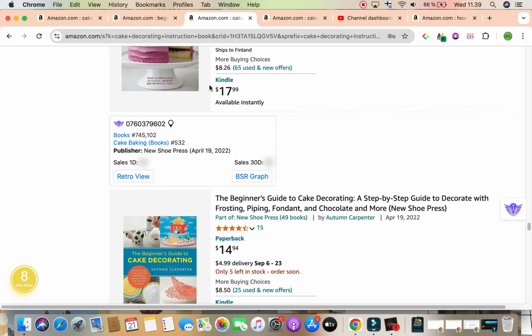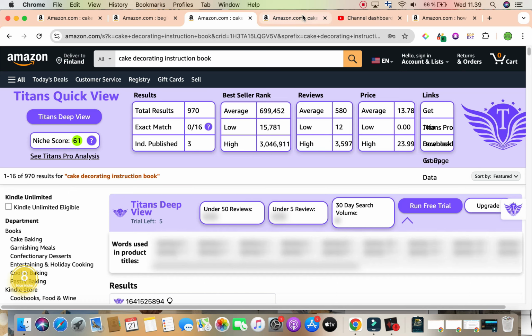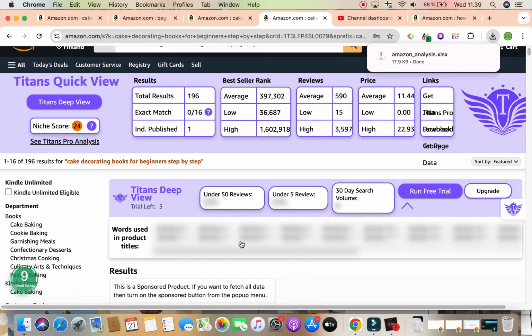Now let's go to our last 4th keyword for the day, and it is cake decorating books for beginners, step by step. And this one has a total results of 196, average bestseller rank of 397,302, which is within the expected frame, which is below 400,000. Average reviews 590, average price is $11.44. So we have a keyword niche score of number 9 given by Self-Publishing Titans Chrome extension.